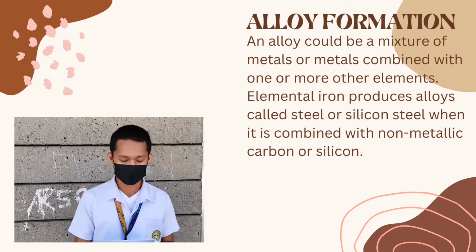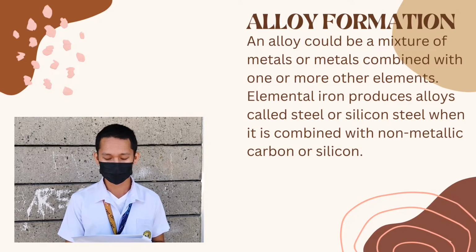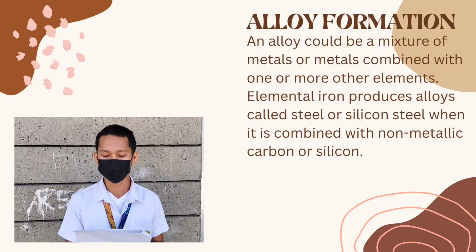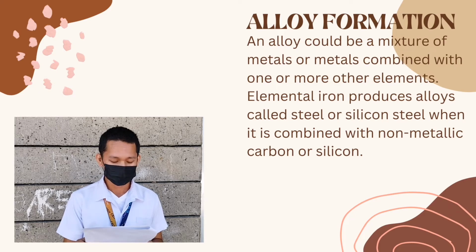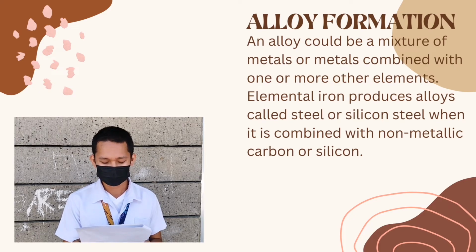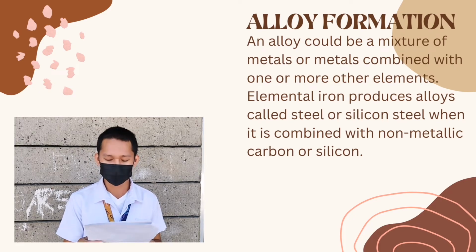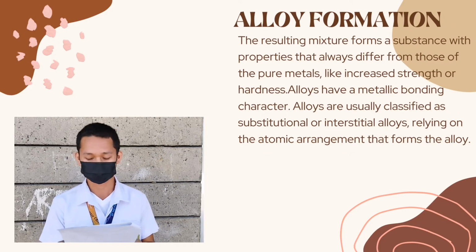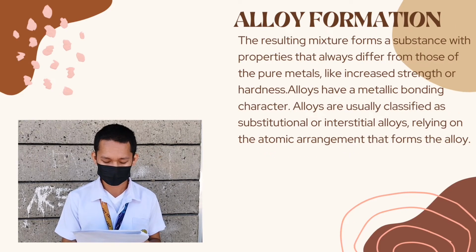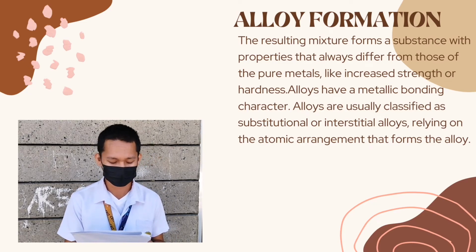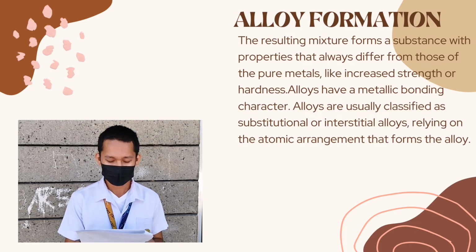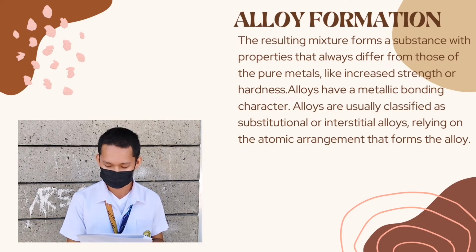Alloy formation. An alloy could be a mixture of metals or metals combined with one or more other elements. Elemental iron produces an alloy called steel or silicon steel when it is combined with non-metallic carbon or silicon. The resulting mixture forms a substance with properties that always differ from those of pure metals, like increased strength or hardness. Alloys have a metallic bonding characteristic.